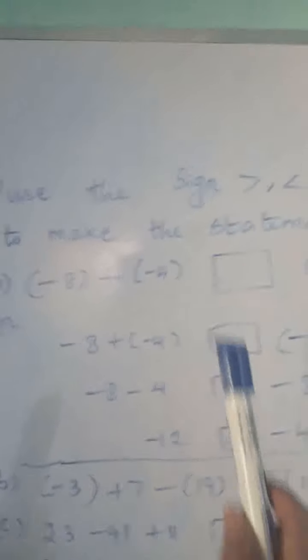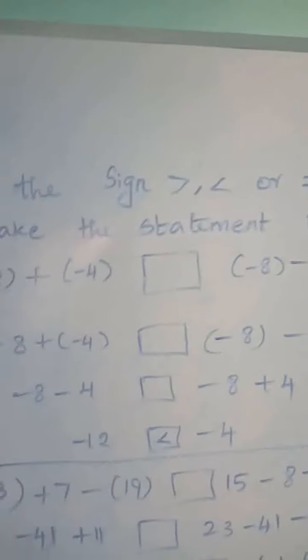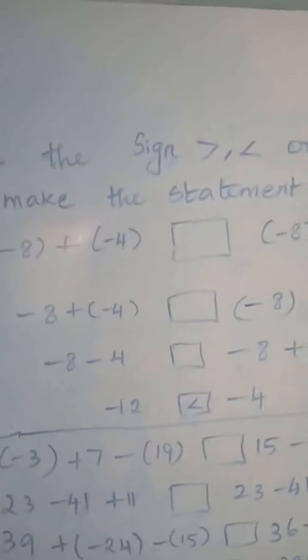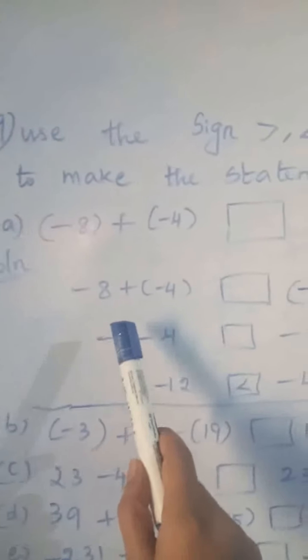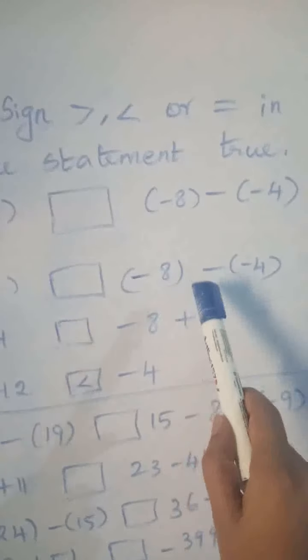Okay, so first, immediately we cannot say this one. Okay children, so we have to solve it. Now we can solve the solution. -8 plus of -4, that box, -8 minus of -4.